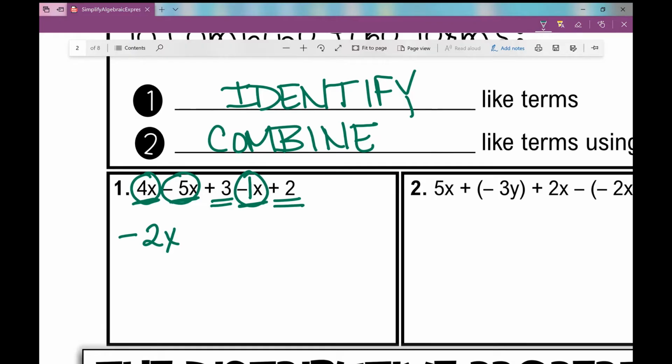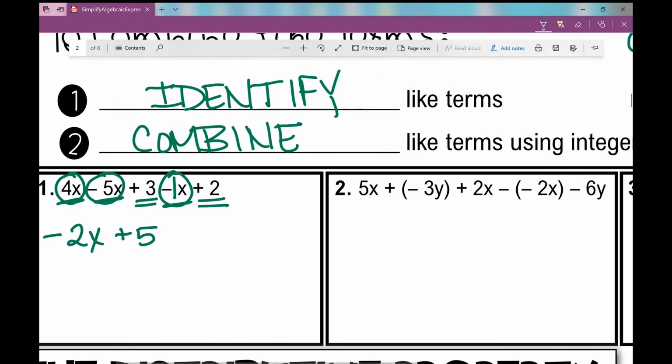If I combine 3 plus 2, what do I get? I get 5. Let's move on to number 2.